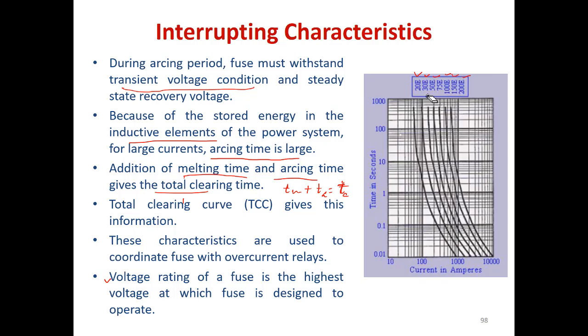When the fuse melts, a transient voltage is produced because of the inductive element, and the transient voltage is very high, in fact in the range of kilovolts. For different voltage ratings, the plots are here, and this curve is known as the total clearing curve. These curves play a very important role during the coordination of the relay with the fuse in the distribution system. Very, very important.